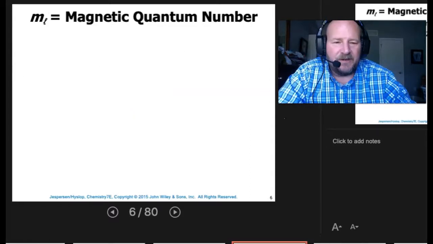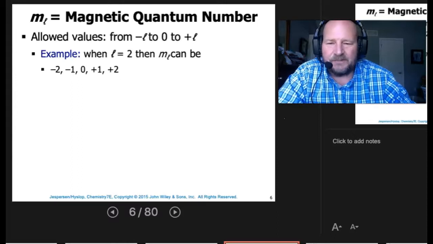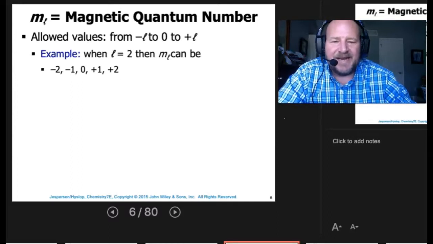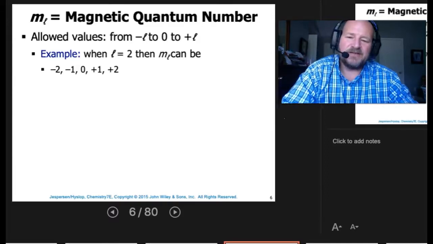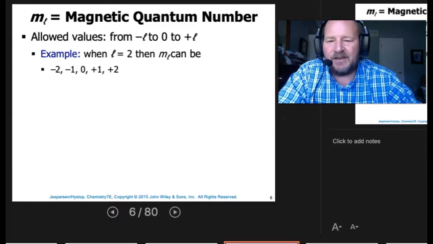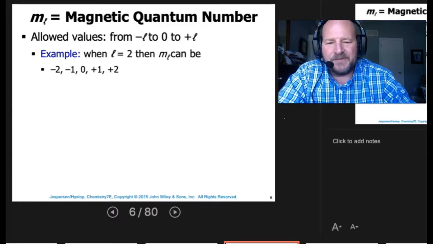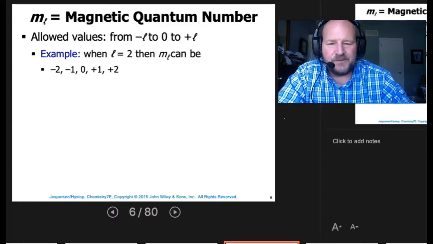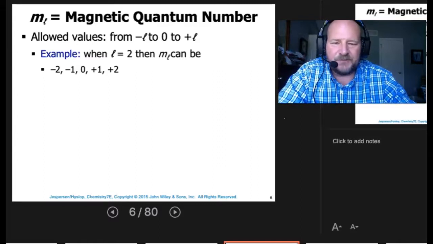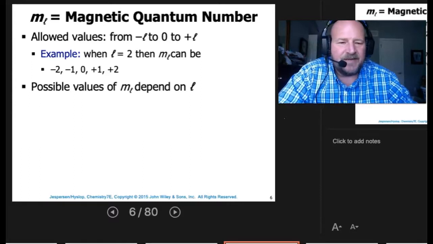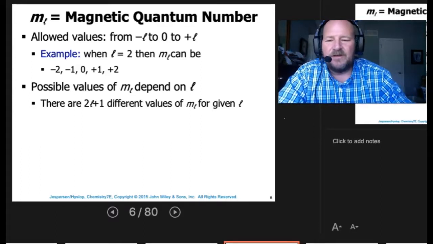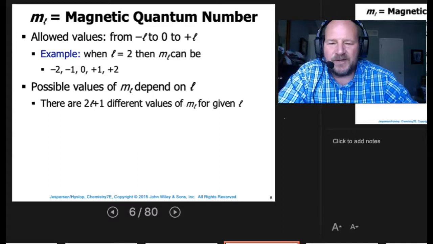Next we have M sub L, which is the magnetic quantum number. And here your values are allowed to be negative L to 0 and then to plus L. So an example, when L equals 2, M sub L can then be negative 2, negative 1, 0, plus 1, plus 2. Now, possible values of M sub L then depend on L. There are 2L plus 1 different values of M sub L for a given L.